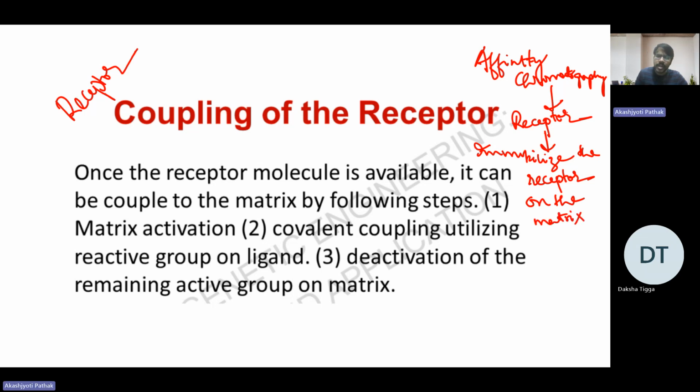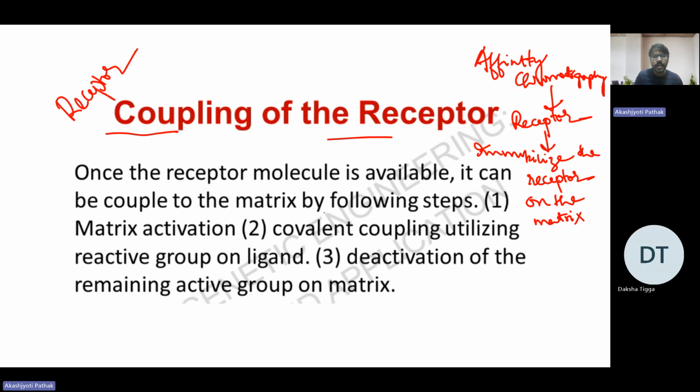First, for affinity chromatography, you need a receptor. Your receptor can be an antibody, an enzyme, or a metal ion. There can be different substances. Then once you have the receptor, the next thing you need is for the receptor to be immobilized on the matrix. How will you do that? That is what was explained in the lecture: how do you couple a receptor on the matrix.